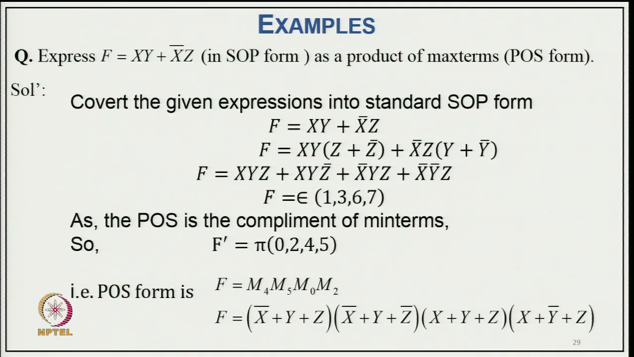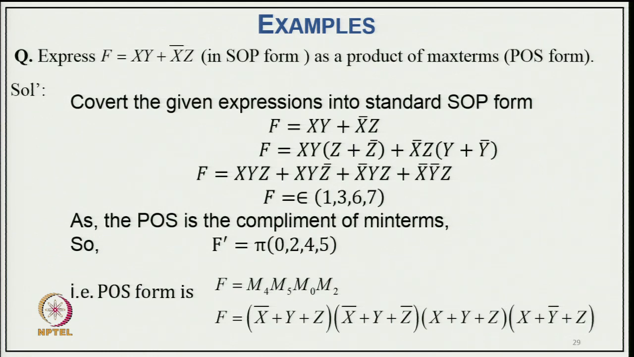Now another typical example: express f of x, y equals x y plus x bar z in a sum of product form as a product of max terms, that is product of sums. To convert the given expression into the standard sum of product form, first we keep f equal to x y plus x bar z, and then f equals x y multiplied by z plus z bar, which has the same value 1, so it does not change the value. For the second expression, x bar z in bracket y plus y bar, and now we open all the expressions.